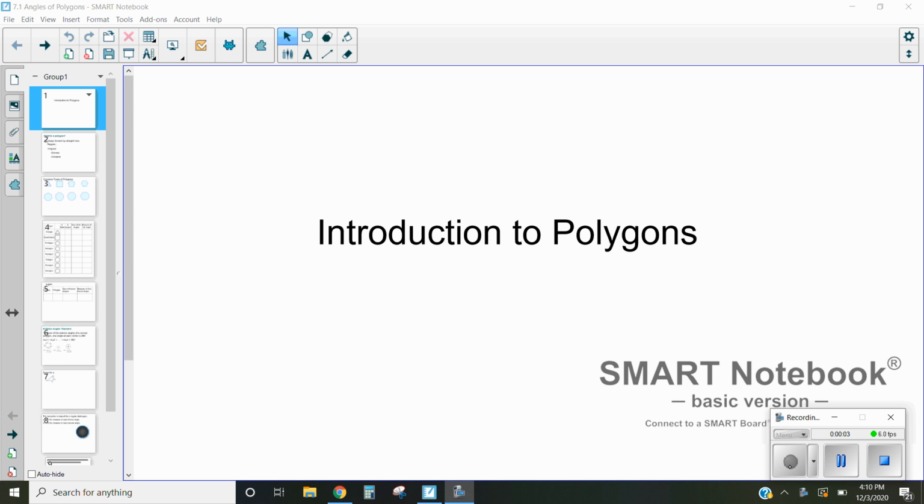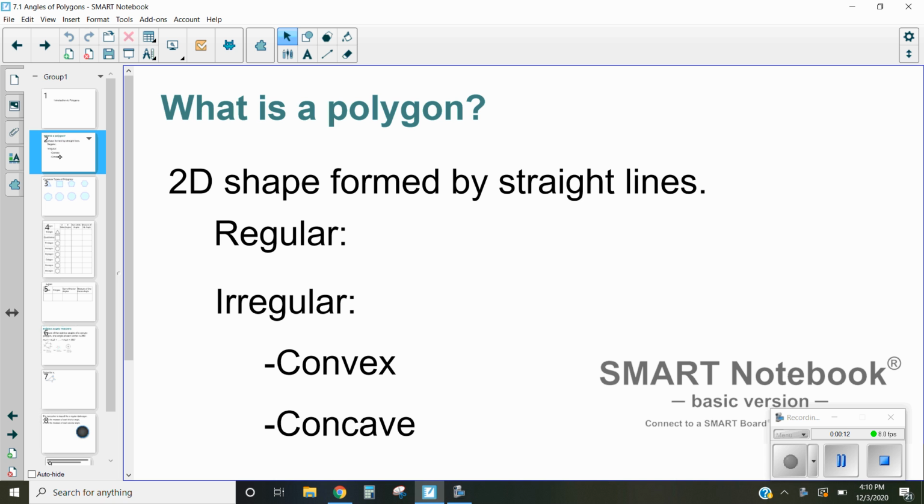In this video, we are going to be discussing polygons, what they are, and some special characteristics about them, especially relating to angles. So very first, what is a polygon? Well, a polygon is a two-dimensional shape formed by straight lines. There are two different types of polygons that we see.